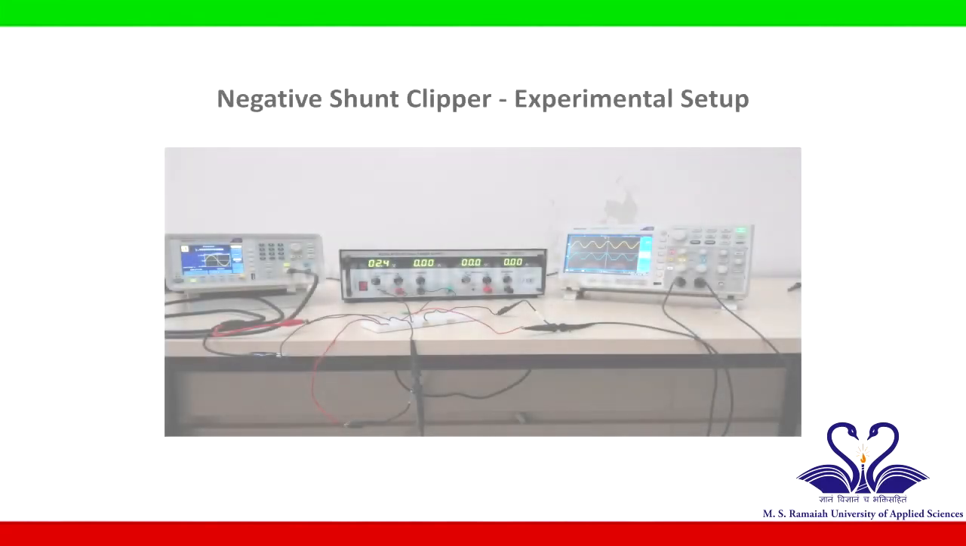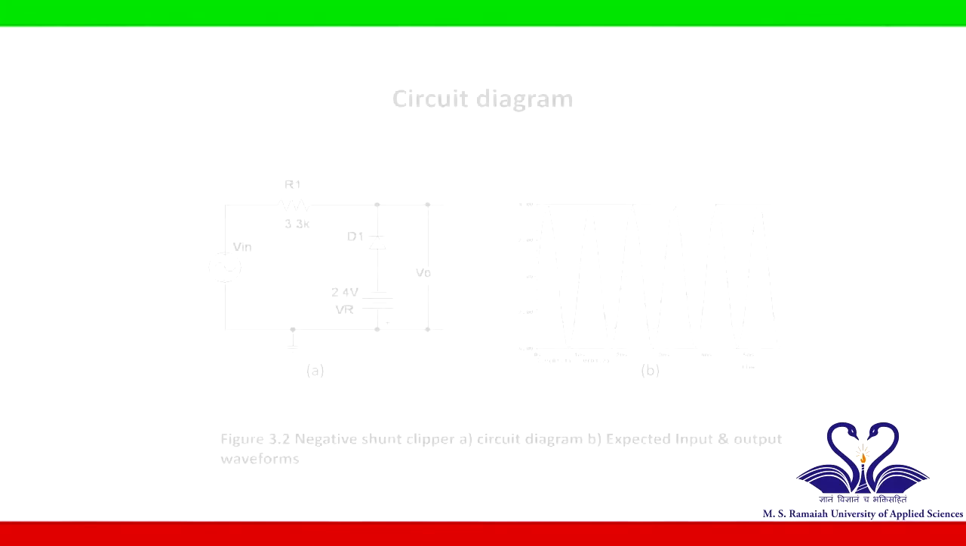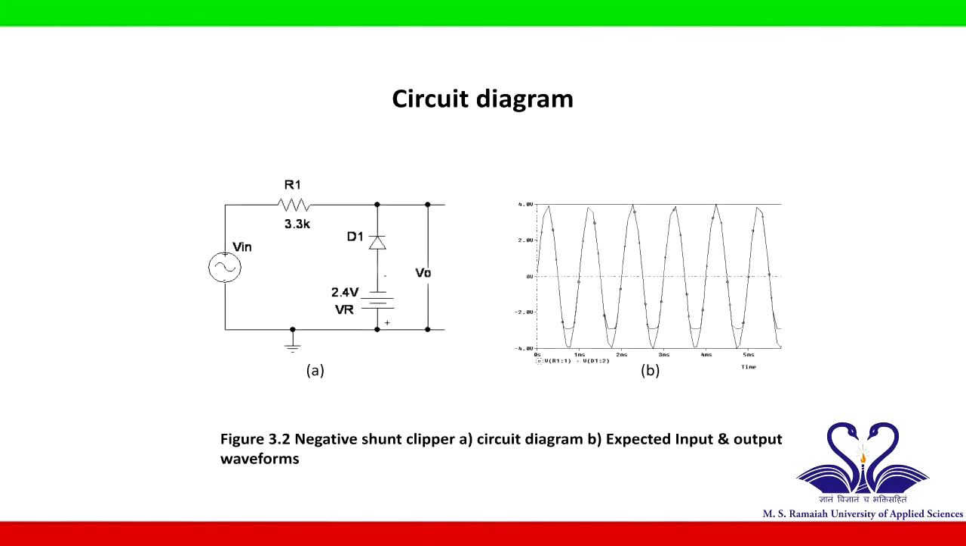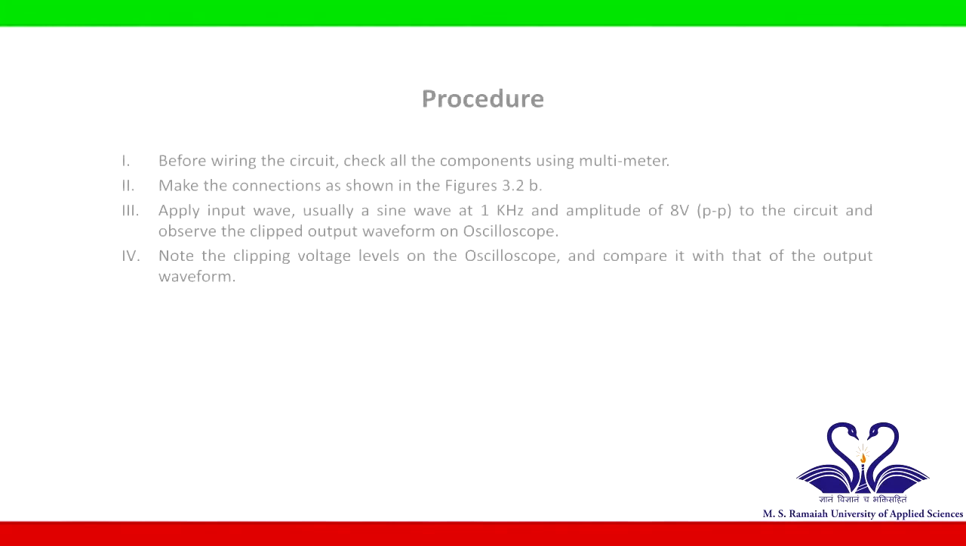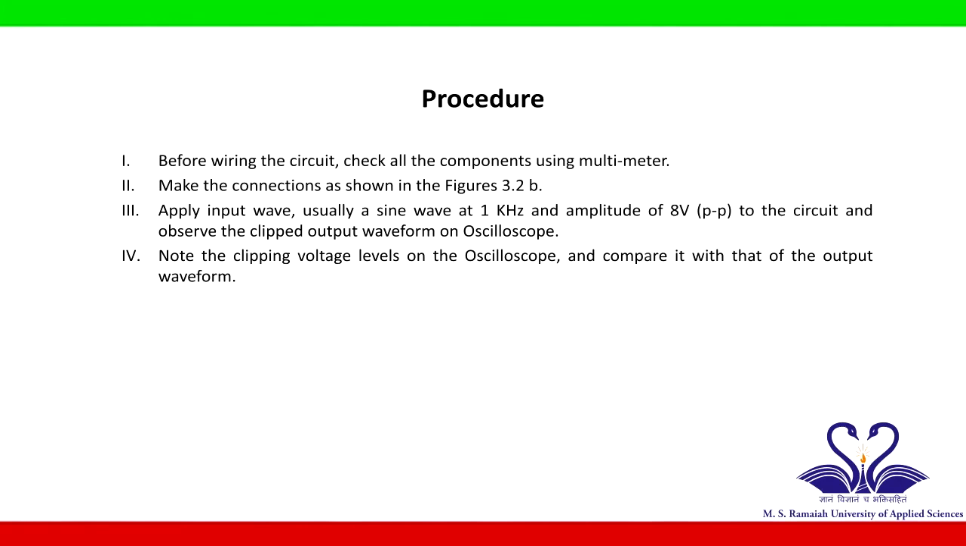Figure shows the circuit diagram and experimental setup of a negative shunt clipper with input and output waveforms. Construct the given circuit diagram for negative clipper on breadboard. Oscilloscope and function generator are connected to the breadboard using probes. Set an input signal in sine wave form of 1 kHz frequency and 8 volt peak-to-peak amplitude in the function generator. Apply this signal as input. Measure the input and output from digital oscilloscope. Measure the clipping level at the negative side of output signal.